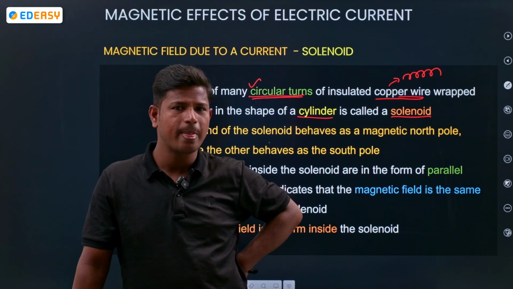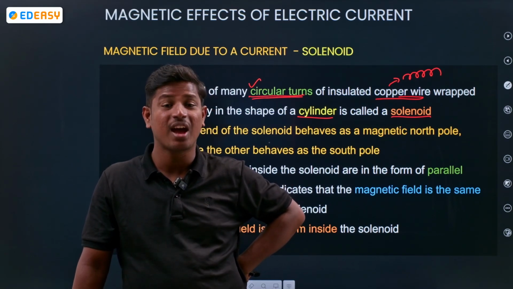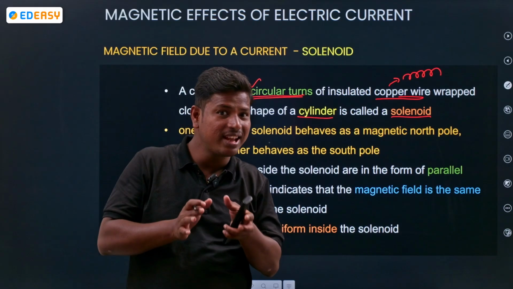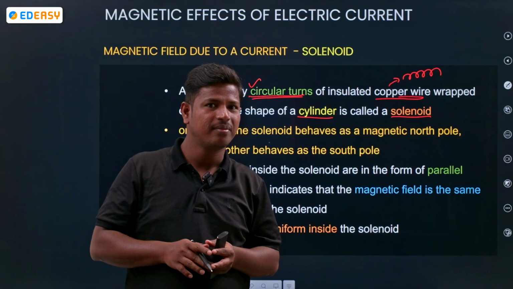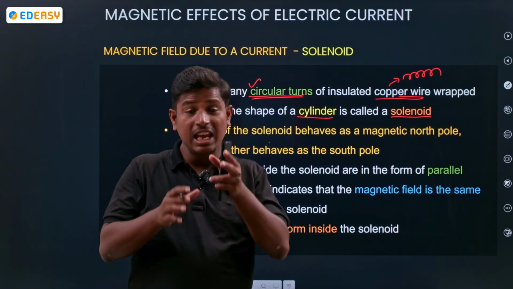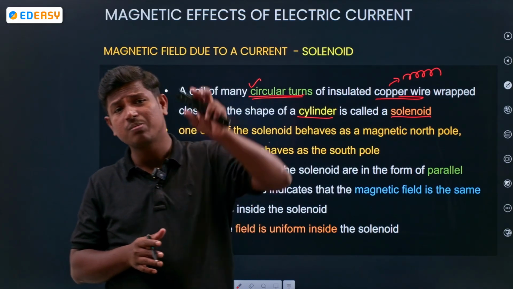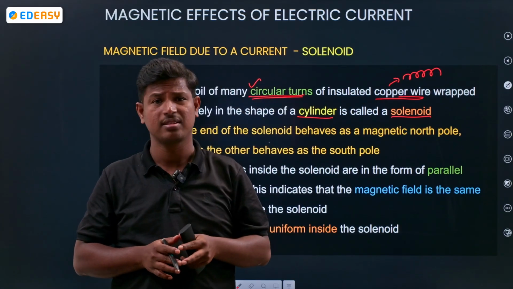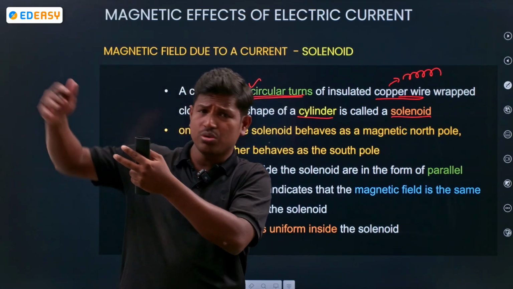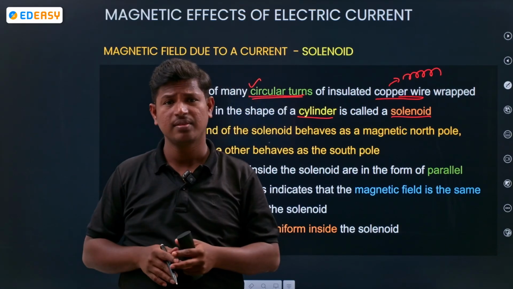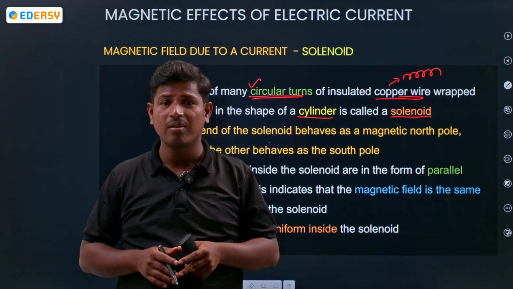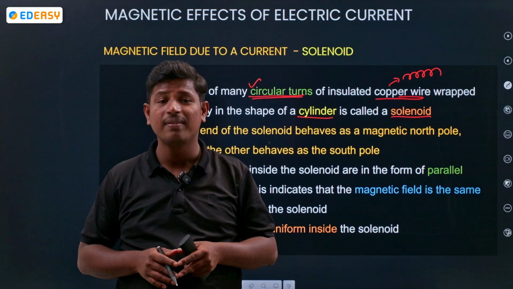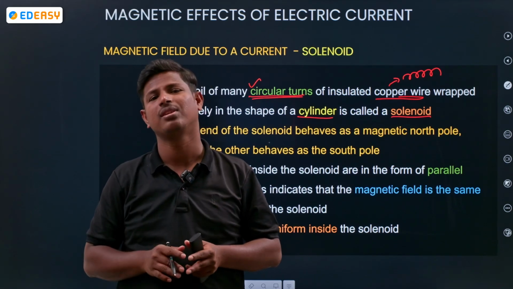Which material do we take here? Copper we take. Are you getting any doubt? Sir, why do we take copper only? Why can't we go for aluminum? See, aluminum wires we use in high transmission lines over huge distances. But copper wire we use in domestic purposes only.